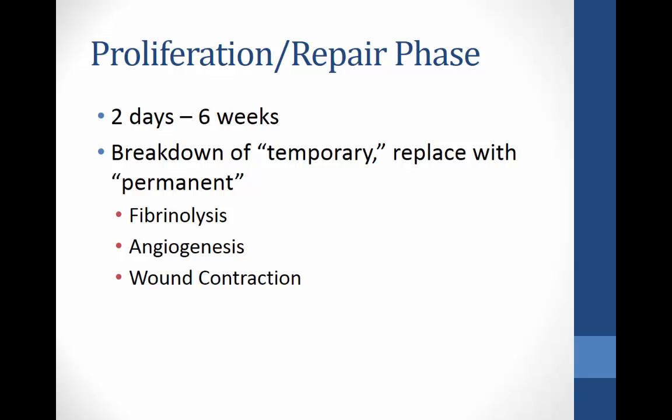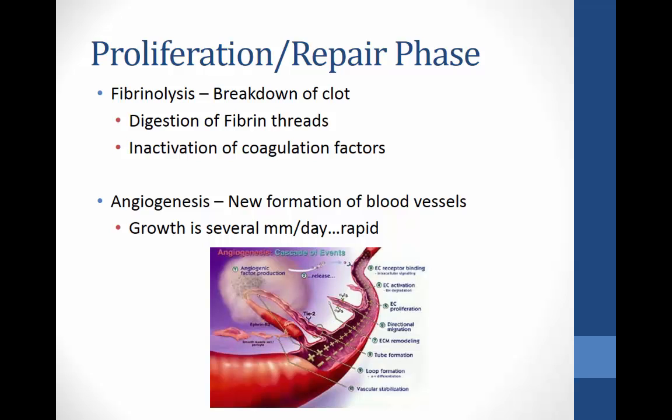Repair: the original tissue is replaced with scar tissue. The original structure and function is lost. Fibrinolysis, angiogenesis, and wound contraction occur at this phase. Fibrinolysis is the breakdown of a clot. This is the digestion of fibrin threads. At the same time, there is an inactivation of the coagulation factors.